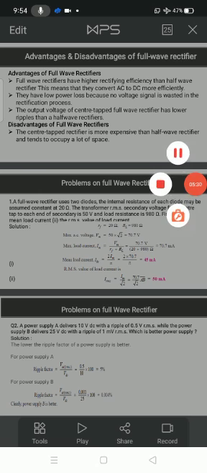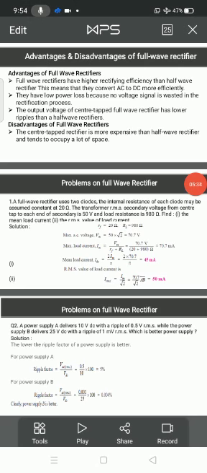Next, problems on full wave rectifiers. There are a number of problems on full wave rectifiers, so I will now discuss the first problem.